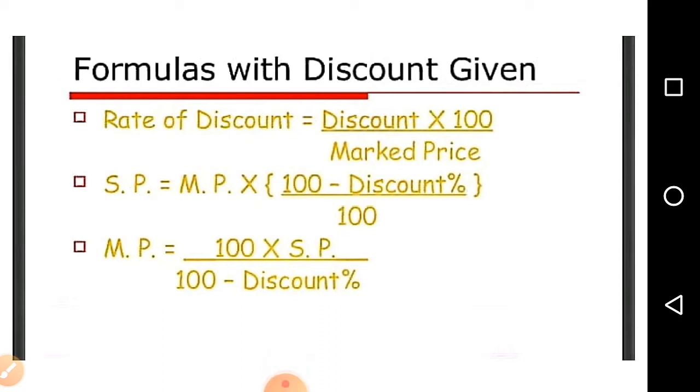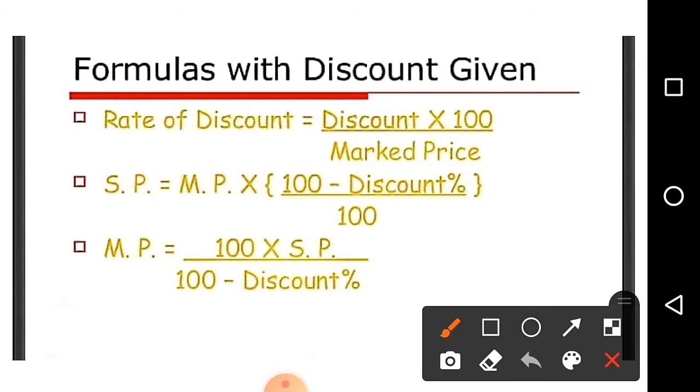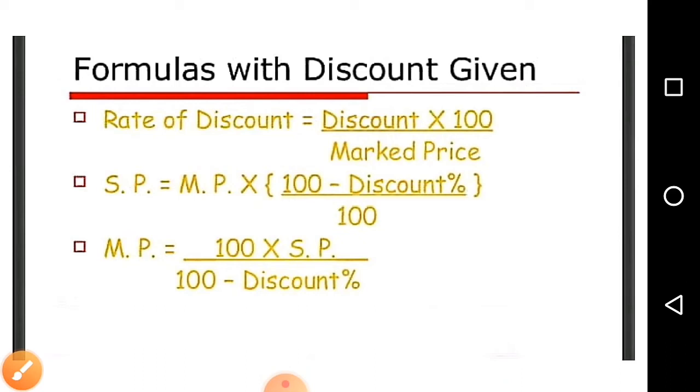Formulas with discount given. First is rate of discount. How to find out rate of discount? This is the formula: discount into 100 divided by marked price. Next is how to find SP when MP and discount percentage is given. According to the question, you are going to use the formula. This is the second formula for finding SP: MP into (100 minus discount percent), and that is divided by 100. Third formula is to find out marked price, MP. So MP equals 100 into SP, divided by (100 minus discount percentage). So these are the formulas related to discount.